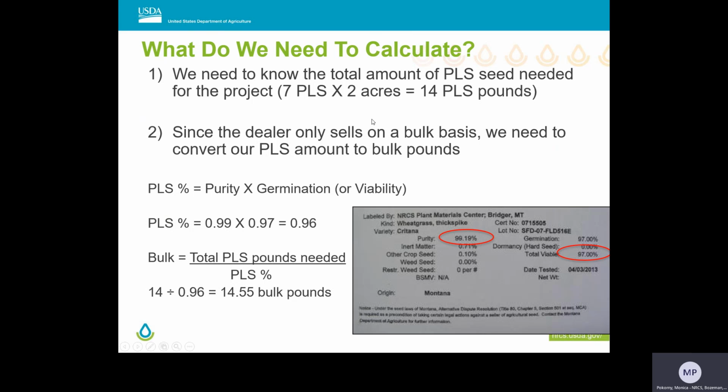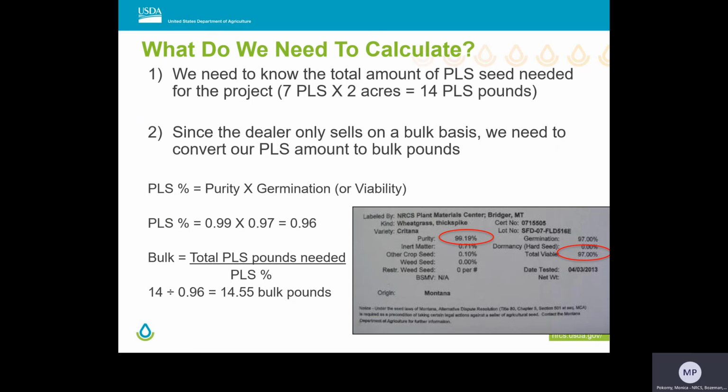And we do that by looking at the seed tags and getting the amount of purity. So in this case, 99.19%, and the total viability, which is 97%. And we multiply 99 by 97%, and we get 96% PLS.